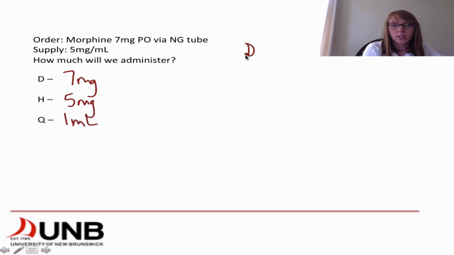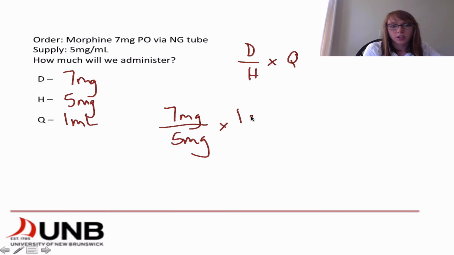So let's have our formula, D over H times Q. So we have D, 7 milligrams, over 5 milligrams times 1 mil. If you do your math over here, as I have done, you will find that we are going to be giving 1.4 mils to equal 7 milligrams of the medication. That's how much we're going to be giving to our patient. So again, it's rounded to the 10th position, and that's how much we want to give.